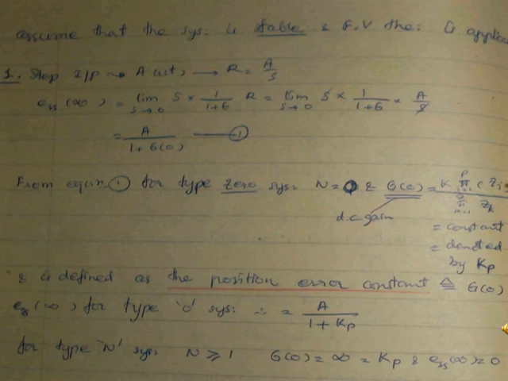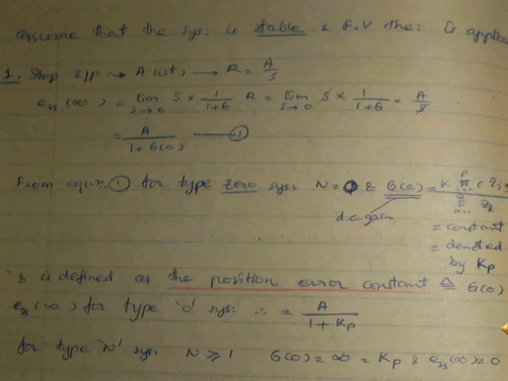Now, from equation 1, for the type 0 system, N equal to 0, G0 equals K times the zero factors divided by the pole factors. So the constants are the position error constant KP: for the type 0 system, the error is A divided by 1 plus KP, and for the type N system with N greater than or equal to 1, G0 and KP are infinity, so the steady state error is 0.